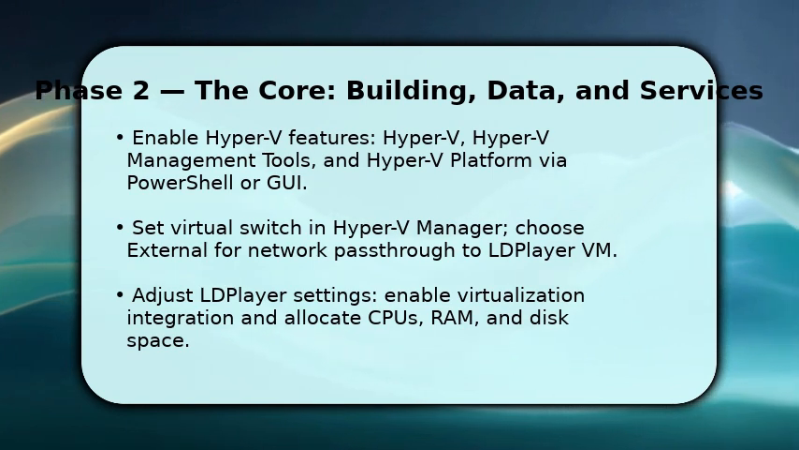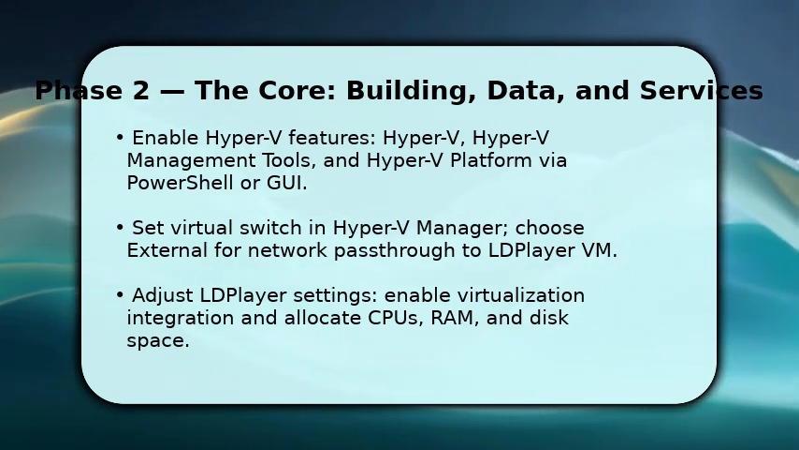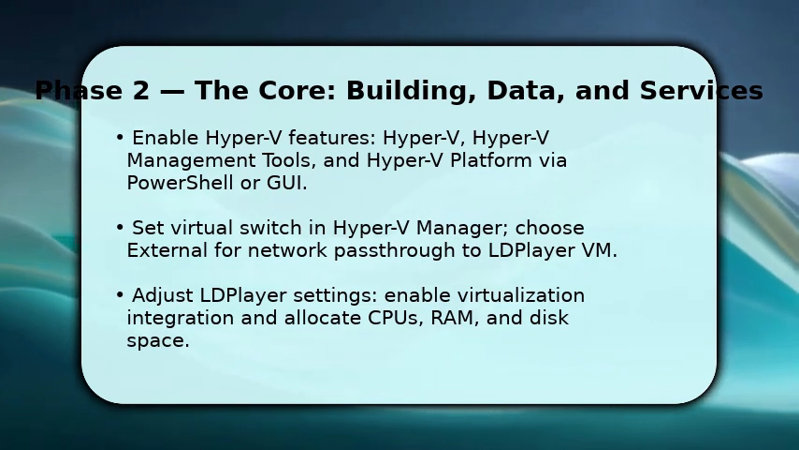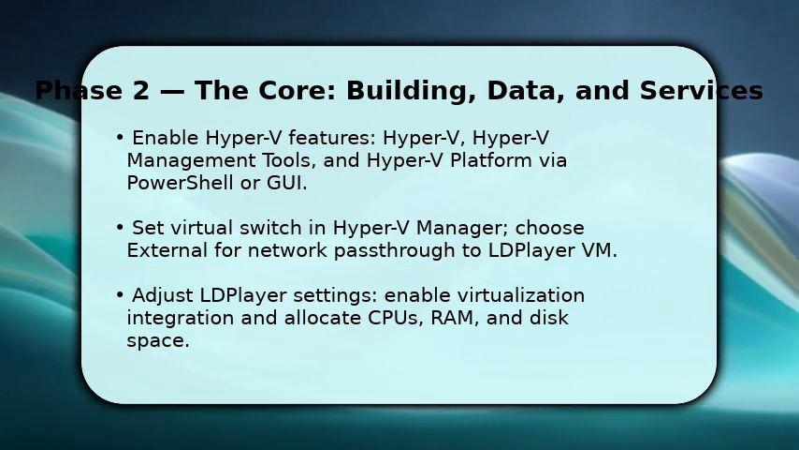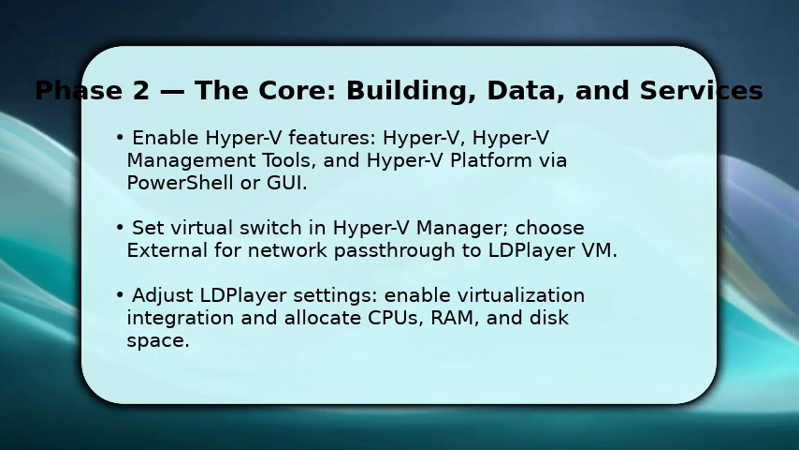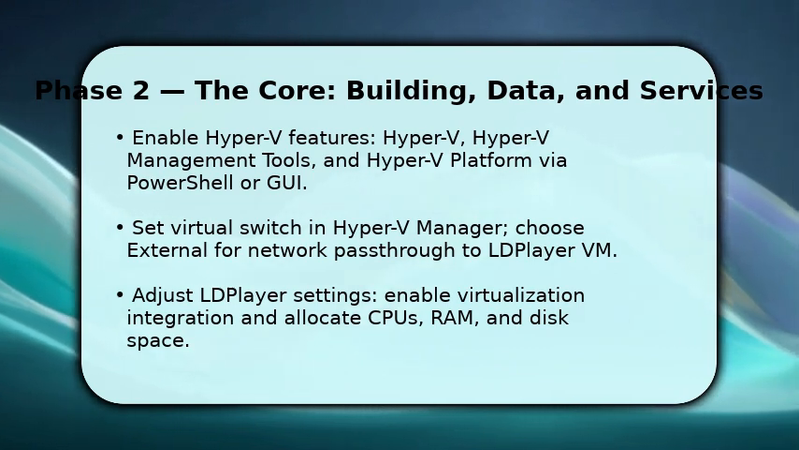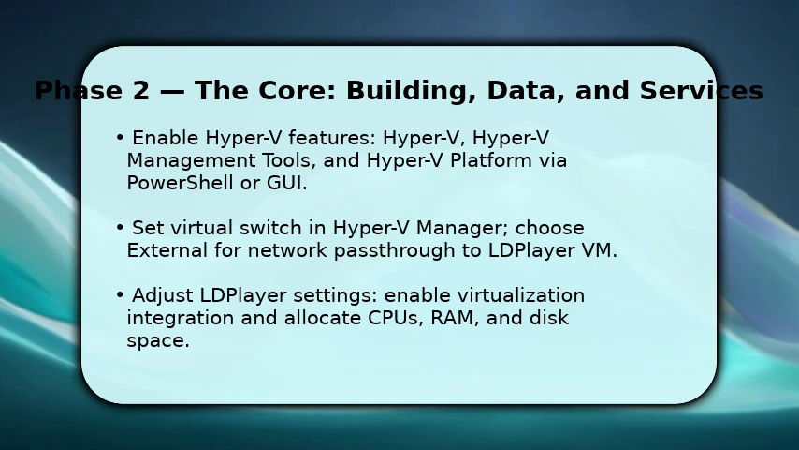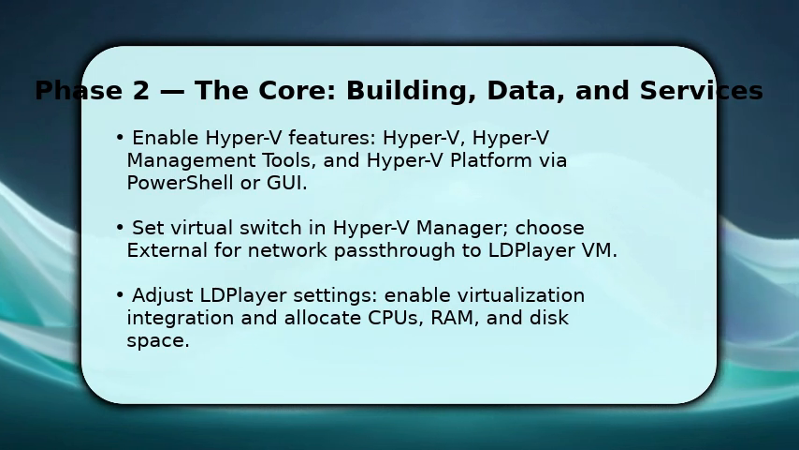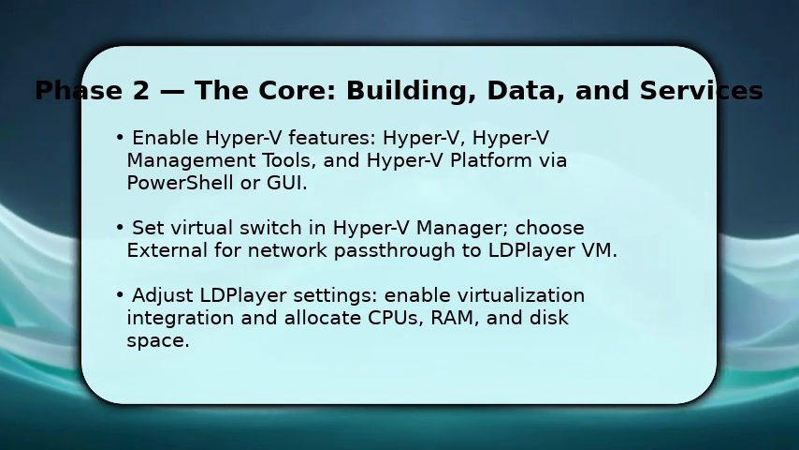Once installed, open Hyper-V Manager and create an external virtual switch so LDPlayer can access your network. Choose the correct physical adapter. Then configure LDPlayer, point it at the Hyper-V VM, assign CPUs and RAM, and set storage. You do this because matching resources and network connectivity prevents common crashes and latency issues.